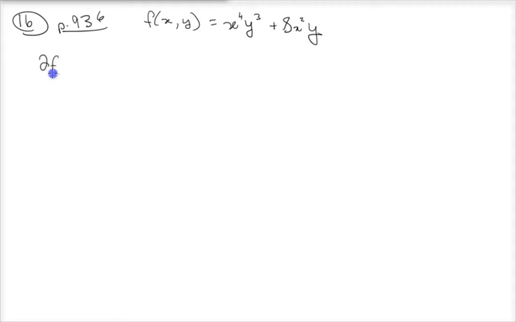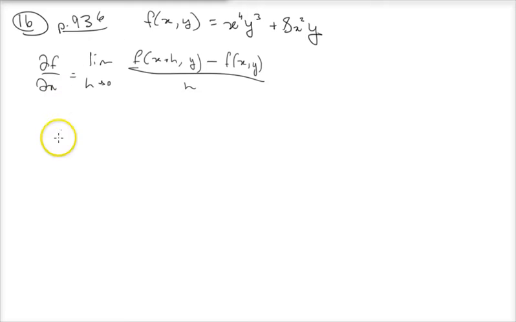So we'd have del f del x, we'll find it first with respect to x. We'll find that to be the limit as h approaches 0 of f of x plus h, y minus f of x, y over h, and then an analogous thing for del f del y. However, we'll have the y plus h, and then this x plus h will just be an x. And so that means that to find this algebraically, we differentiate this implicitly, treating all the y's as constants.